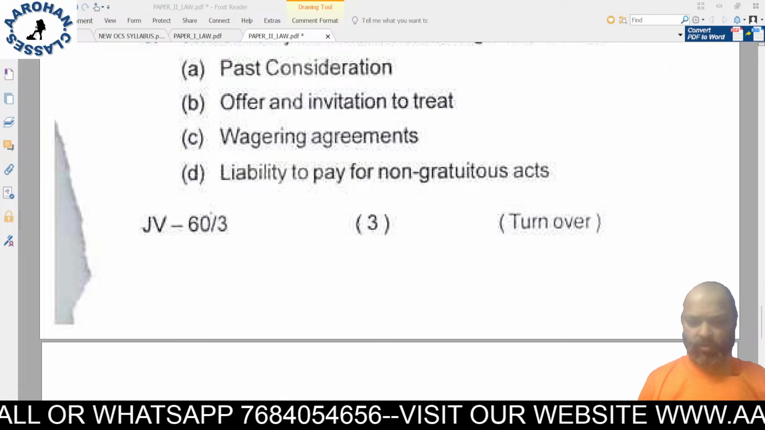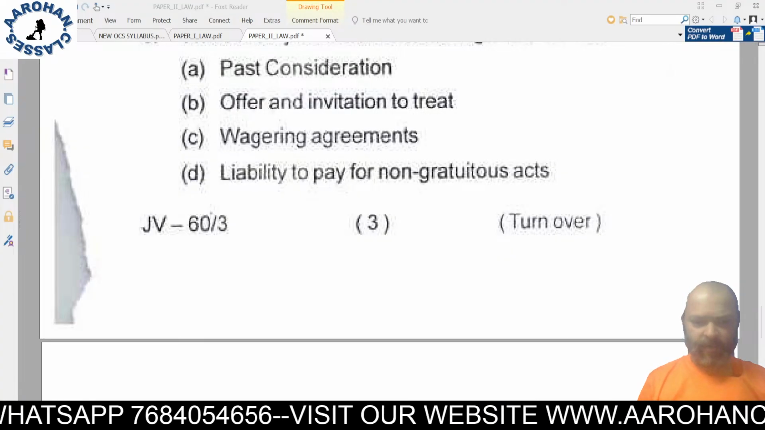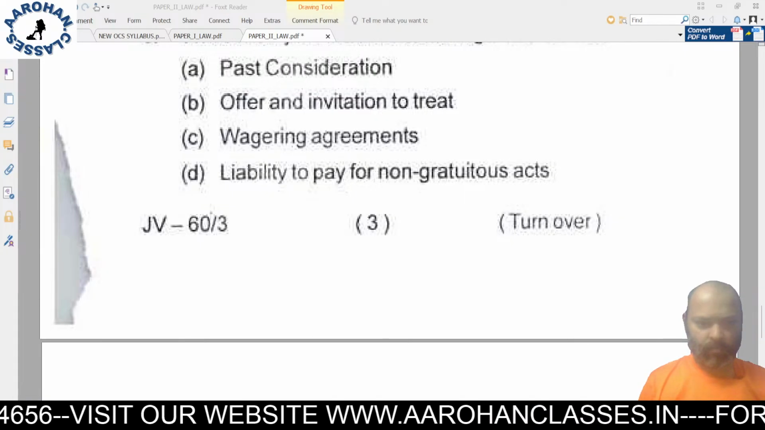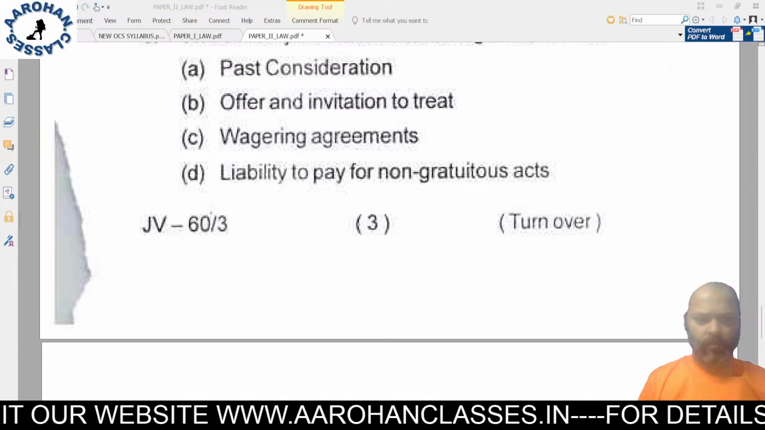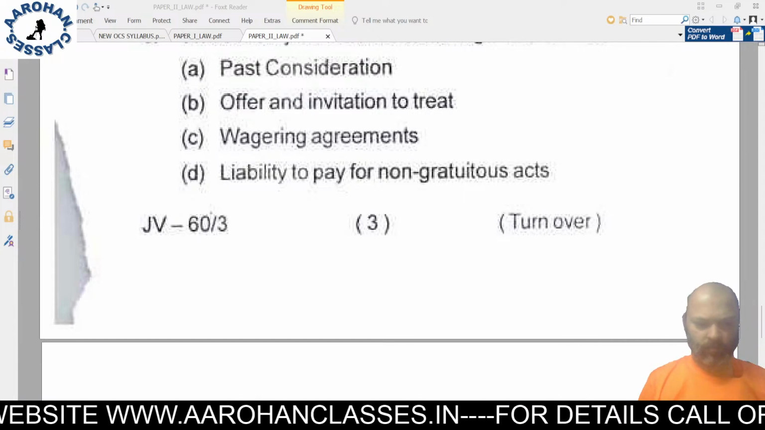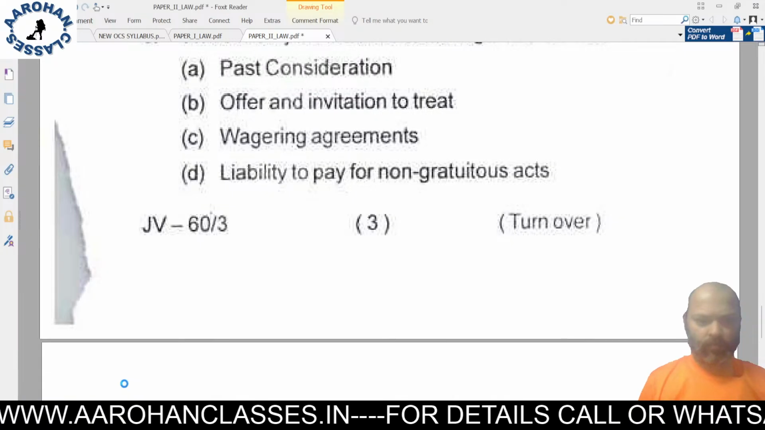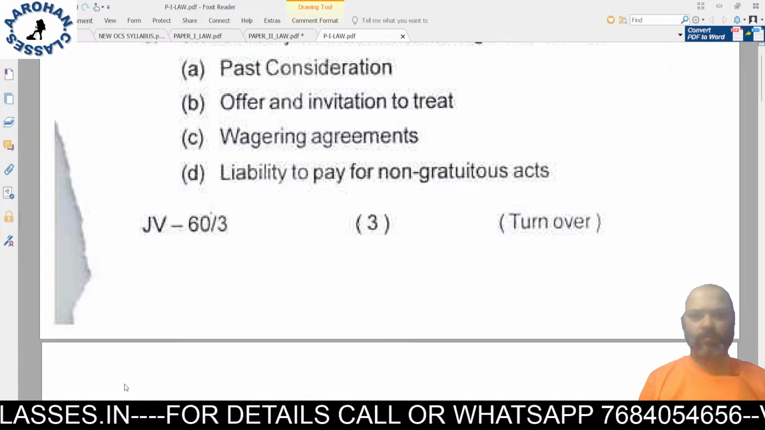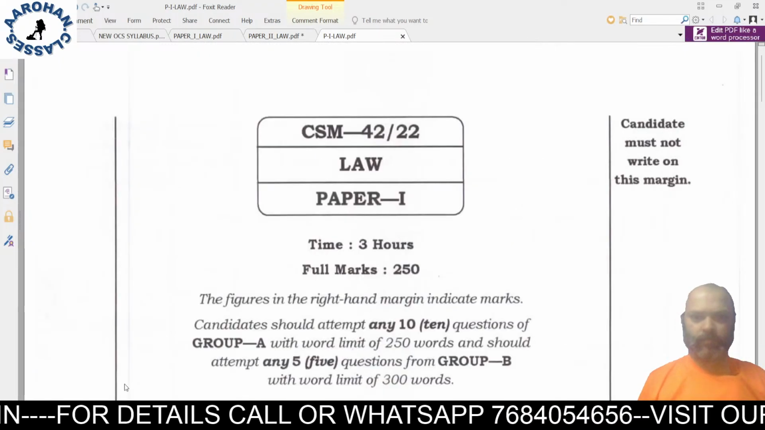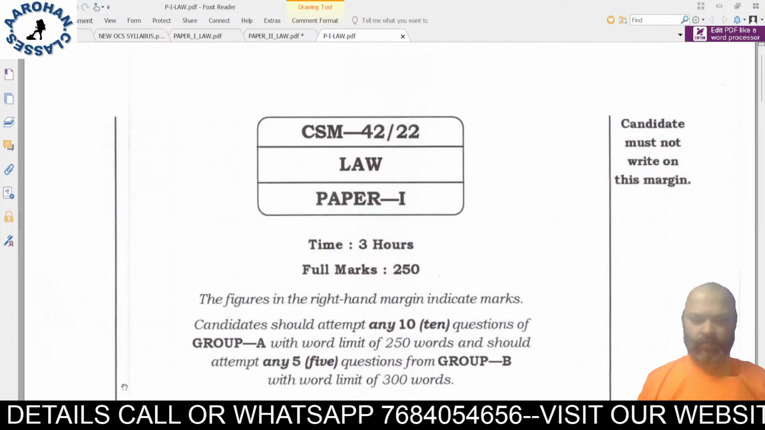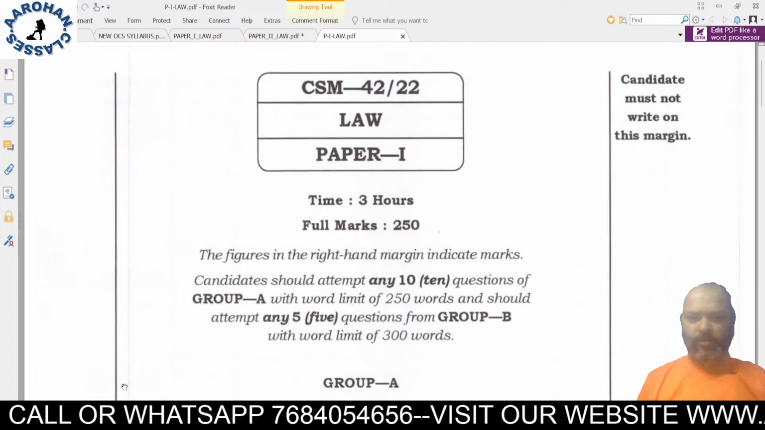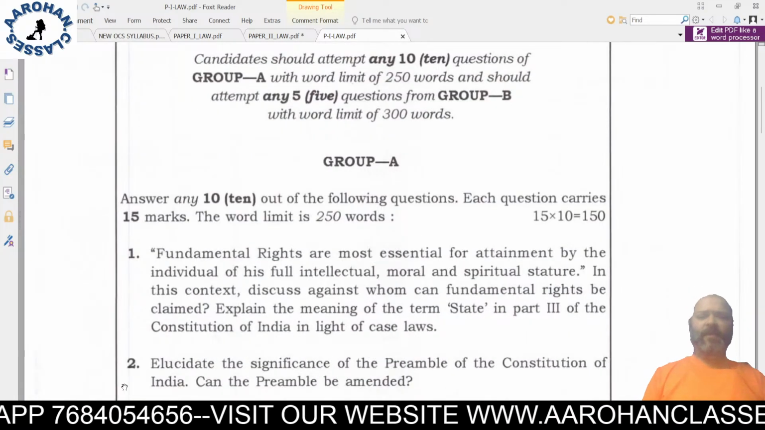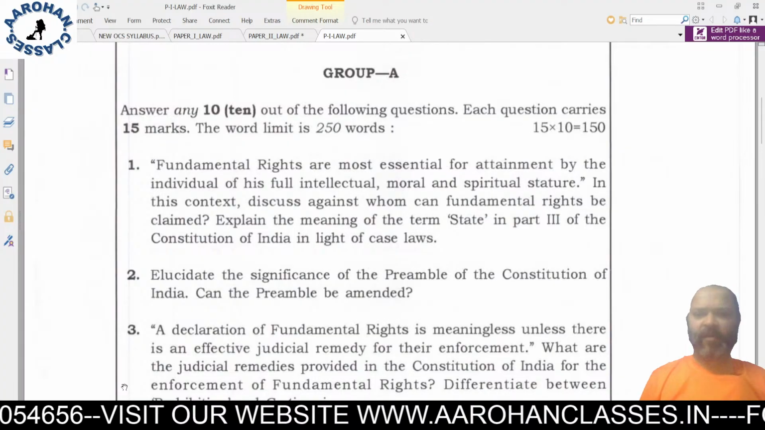Now let us go to another year. This is also 2022. So here the new pattern basically starts. 2022 and 23 we are having with us.